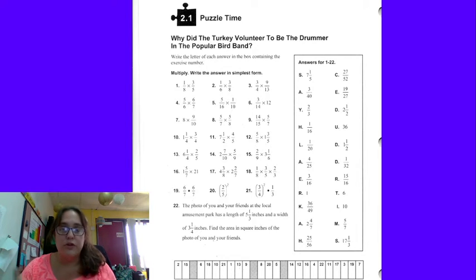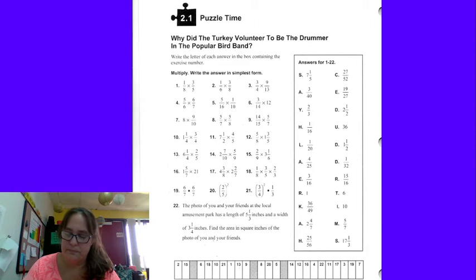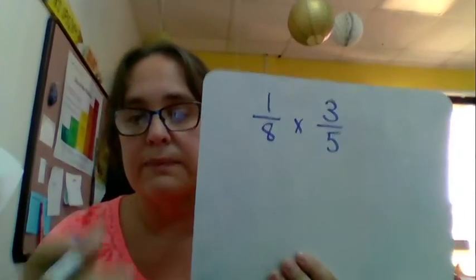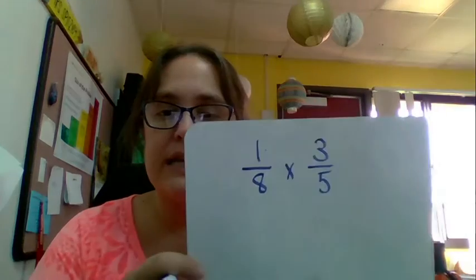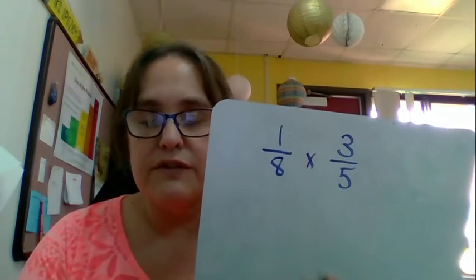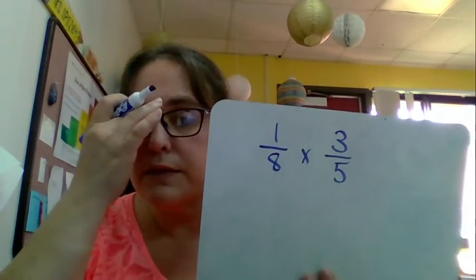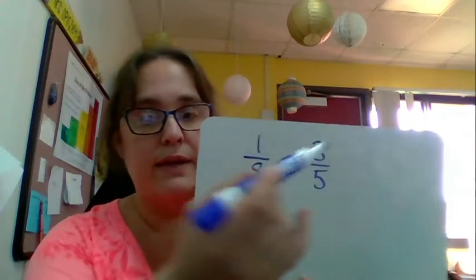So your first problem is 1/8 times 3/5. I'm hoping I can see this, it's so tiny. So get that copied down for yourself, and this is what it looks like. You're first going to look to see if you can do any what's called cross-reducing. If you had me last year in 5th grade, I taught you this, and it saves you a lot of work and effort at the end.